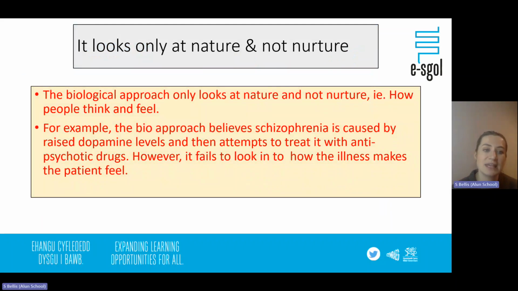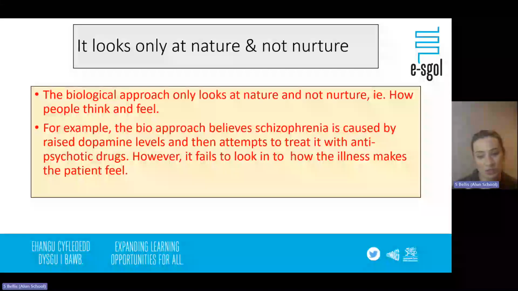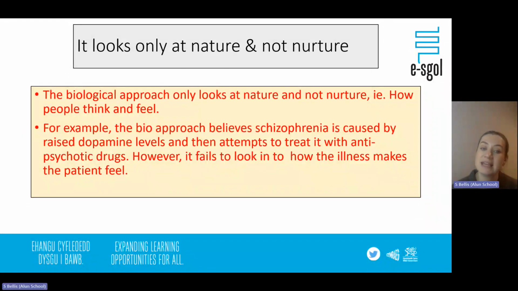The next one we have then is it only looks at nature and not nurture. Similar to the reductionist point really, but this one is looking at it from a different way, I suppose. It says the biological approach looks only at nature and not nurture. It doesn't look at how people think and feel. For example, the biological approach believes schizophrenia is caused by raised dopamine levels, which I've spoken about before, and then it attempts to treat that person by giving them drugs.